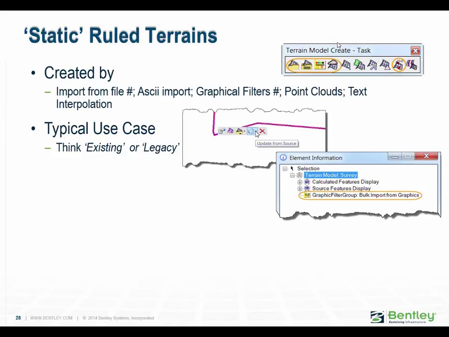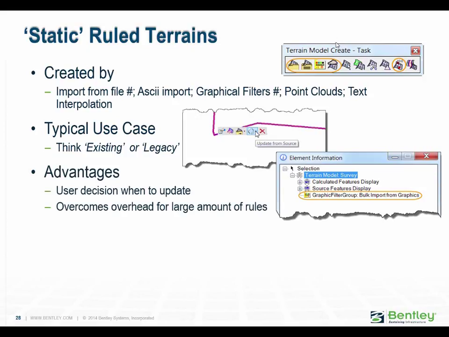So static rule terrain. What are these? Well, this is another rule engine that we have, and this can be used in different situations. We create them from external files, ASCII import, graphical filters, point clouds, text, interpolation. What you're thinking about here is existing or legacy data. You're creating a rule that is static, but you have the option of updating. Key advantage here, you're in control. You decide when to update.